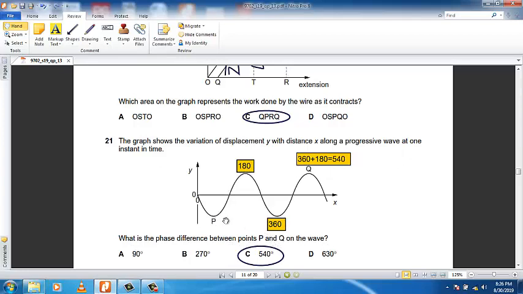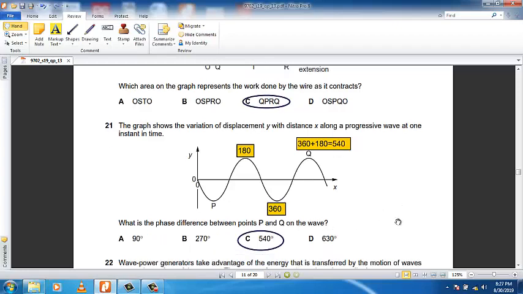So if you are at this point, this is P, this is the reference point. Starting from P, this forms the complete wavelength. So this must be 360 degrees and halfway between it's 180 degrees. So this is 360, a complete wave, and a half wave is 180. So 360 plus 180 is 540. So from P to here it's 540 degrees. So 21C.